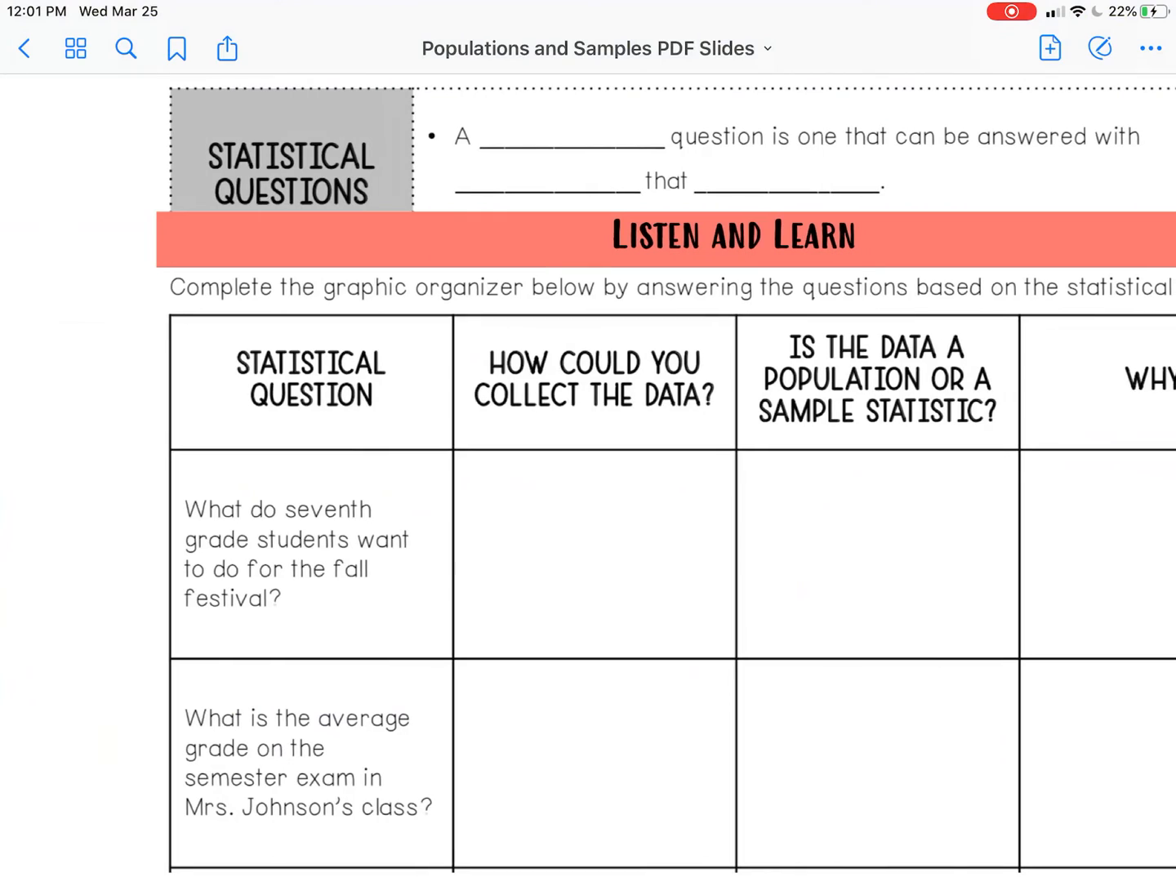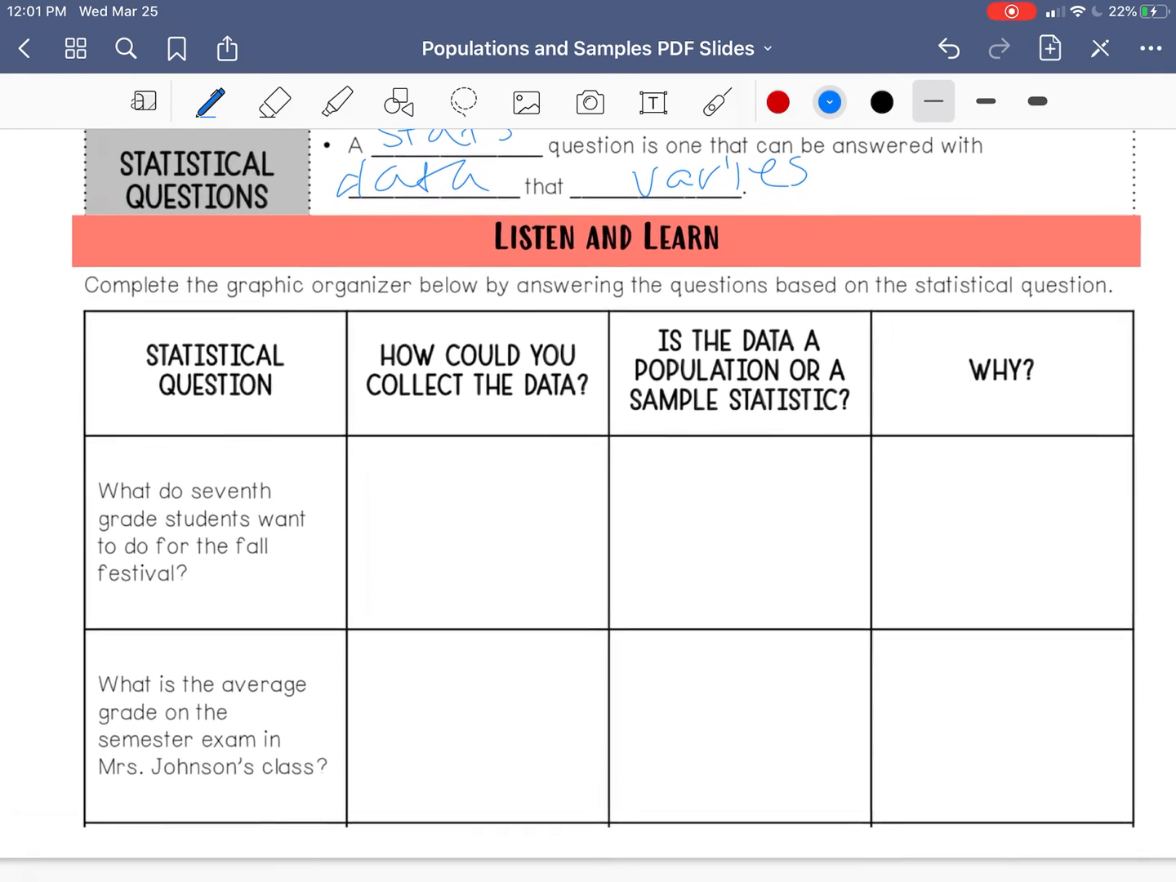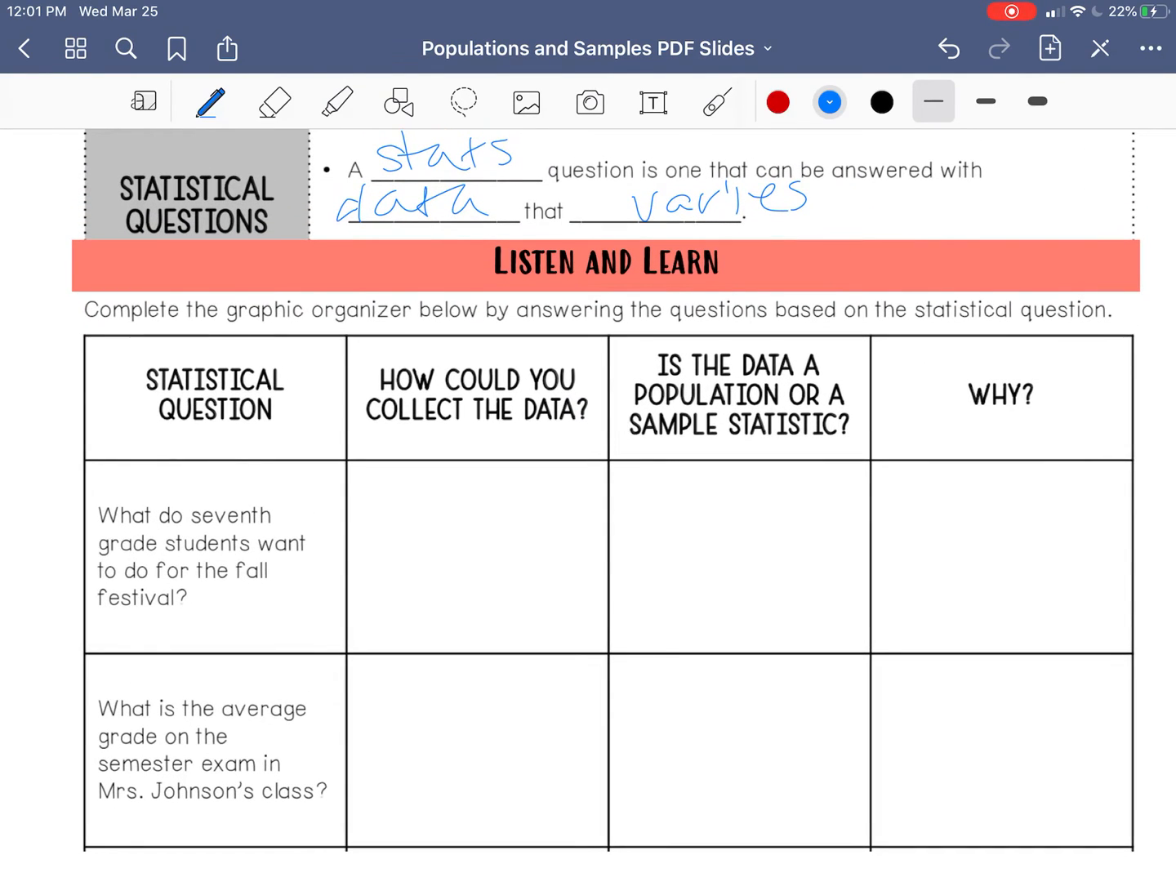All right, last part, we have statistical questions. A statistical question is one that's answered with data. And that data is always going to vary because depending on who you ask, the data could change. So with that said, when you're given a statistical question, how would you collect the data? Is it going to represent a population or a sample? And how do I know that, or why am I saying that?